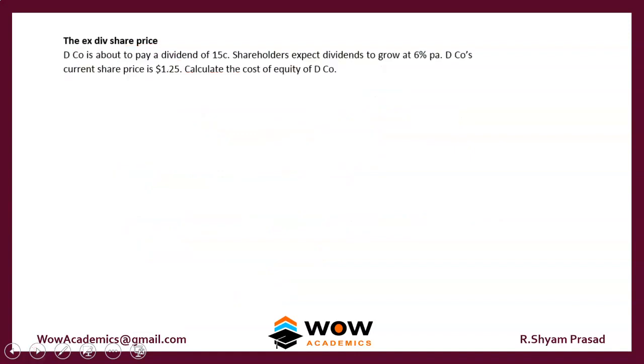So again, we have another problem here, the X dividend price. Dco is about to pay a dividend of 15 cents. Shareholders expect dividends to grow at 6% per annum. Dco's current share price is 1.25. Calculate the cost of equity, he's asking. Okay, so look at this problem here. He says Dco is about to pay a dividend of 15 cents. So the company is going to pay 15 cents. It means this price is the cum price. So we have to find out the X price.